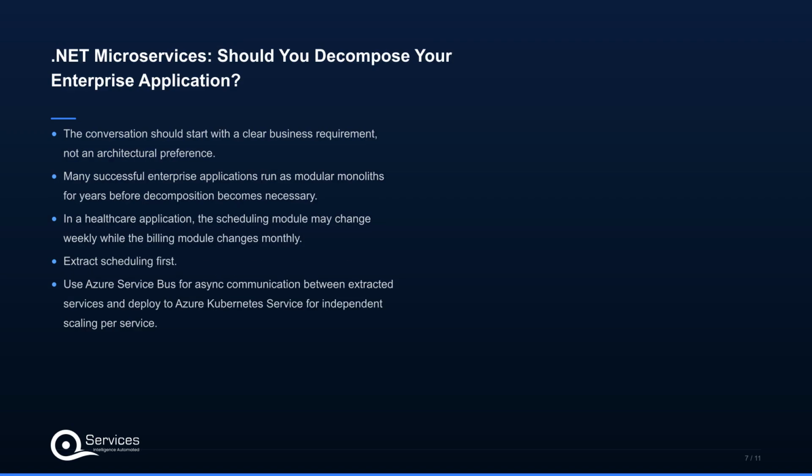Moving on to .NET microservices, should you decompose your enterprise application? .NET microservices consulting engagements consistently surface the same pattern: organizations adopting microservices because the architecture sounds modern rather than because their scaling or deployment requirements actually justify the operational overhead. The conversation should start with a clear business requirement, not an architectural preference. A well-structured monolith is the correct starting architecture when the engineering team has fewer than 15 members, when domain boundaries are not yet fully understood, or when deployment frequency across modules is roughly equal.